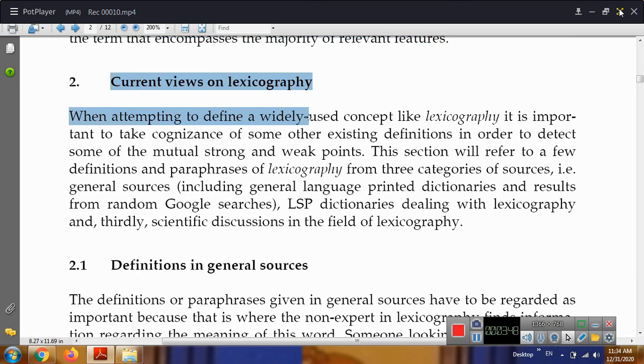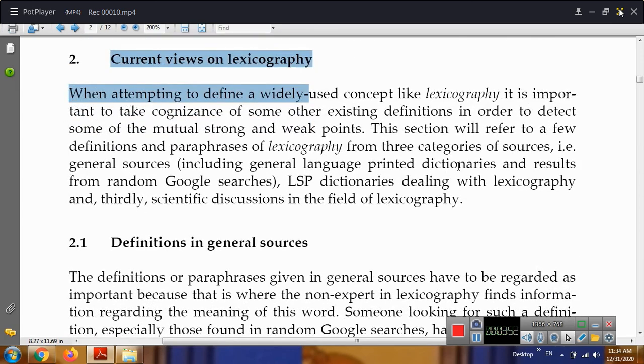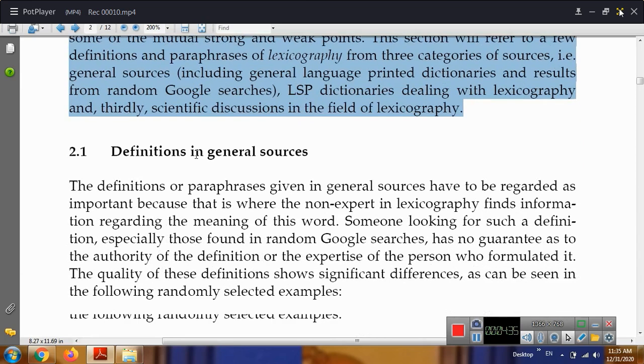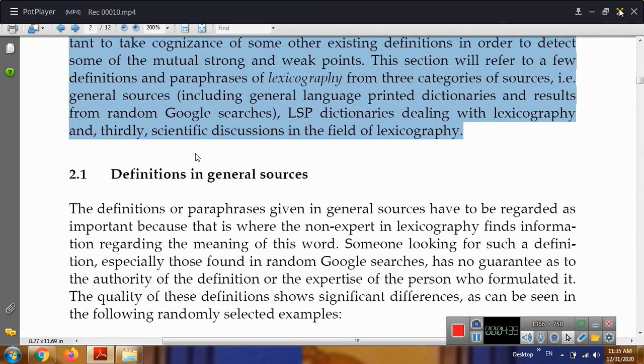Current views on lexicography. When attempting to define a widely used concept like lexicography, it is important to take cognizance of some other existing definitions in order to detect some of the mutual strengths and weak points. This section will refer to a few definitions and paraphrases of lexicography from three categories of sources: general sources like the general language printed dictionaries and results from random Google searches; LSP dictionaries dealing with lexicography; and scientific discussion in the field of lexicography. And again, this paragraph is not important, and you shouldn't mention it in your summarization because it just gives you some information about the way the article is presented.